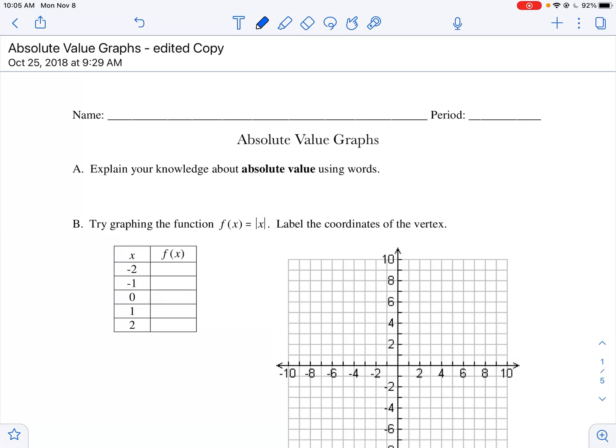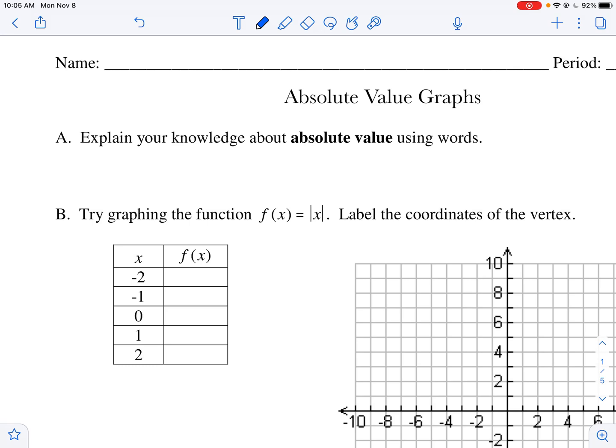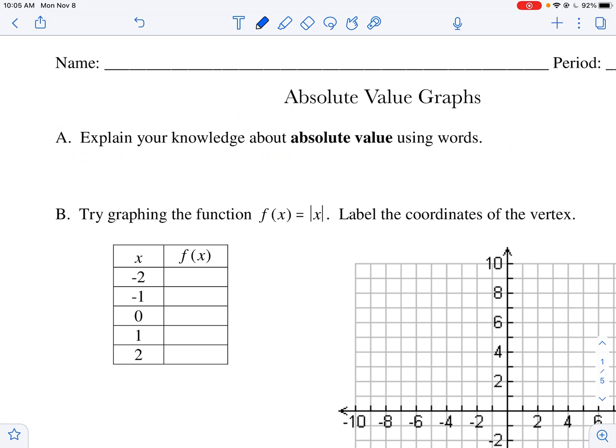All right, ladies and gents, welcome to the beginning part of our graphing of absolute value functions. You should be on the absolute value graphs part of your packet, and we're going to work through some of these things at the beginning. Not everything, but some of them.